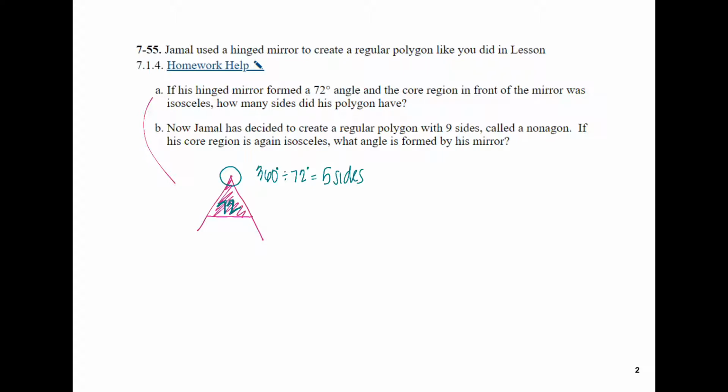sides. Now Jamal has decided to create a regular polygon with 9 sides and call it a nonagon. If his core region is again isosceles, what angle is formed by the mirror? So this time we can take 360 and divide it by the number of sides that Jamal decided to create, which will tell us that that isosceles angle is 40 degrees.